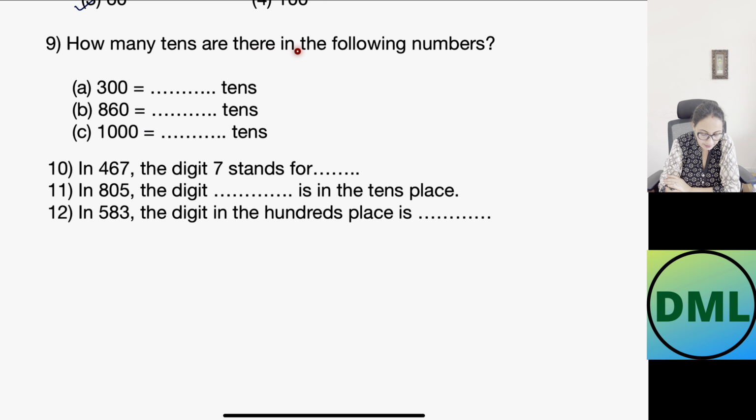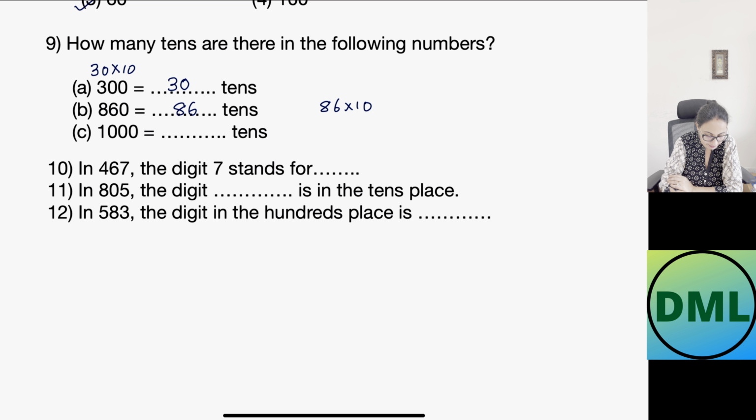Let's see the next question here. How many tens are there in the following numbers? I have to write down each number as tens. Tens means 10. I separate out 10 out of my number. Let's write down the number first. 300 will be written as 30 times 10. So 10 is tens. What is my number left? My number left is 30. Let's write down here answer as 30 tens. Let's see the next part here. 860 is dash tens. Tens means I have to separate 10 out of that. This will be written as 86 multiplied by 10. 10 is tens, so my number is 86. Let's write down here 86 tens.